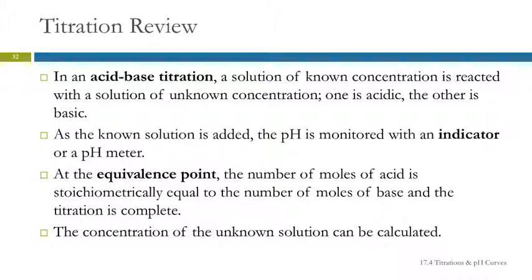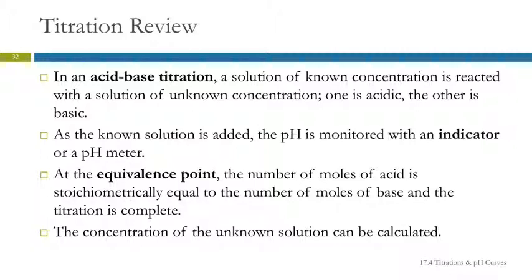So hopefully titrations, acid-base titrations, at least ring a bell from Chem 1A. But we're going to go over it anyway, because it might have been a while for some of you. So in an acid-base titration, what we have is a solution of a known concentration that we react with a solution whose concentration we don't know. One of those is an acid, the other is a base. There's lots of different variations you can have.